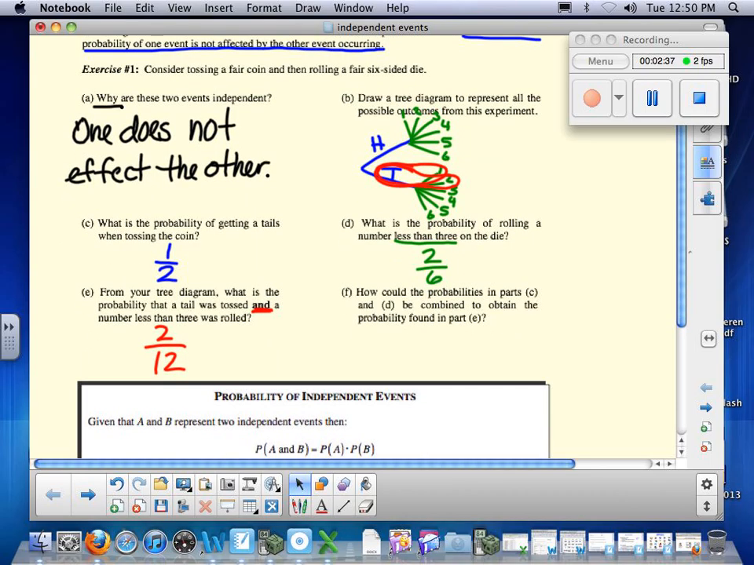Letter F. How could we use our answer from part C and our answer from part D to get our answer in part E? Add up. 1/2 times, multiply. Say it again, Danny. Just multiply them. So 1/2 times 2/6 is equal to 2/12.